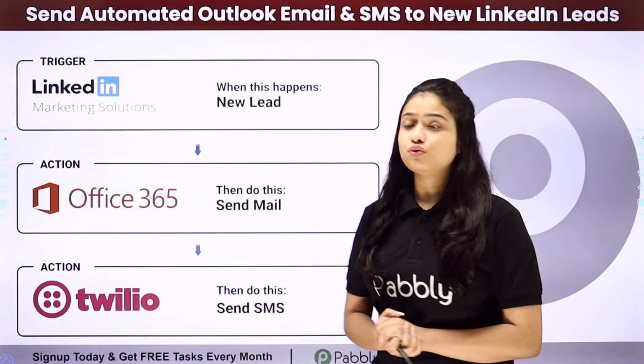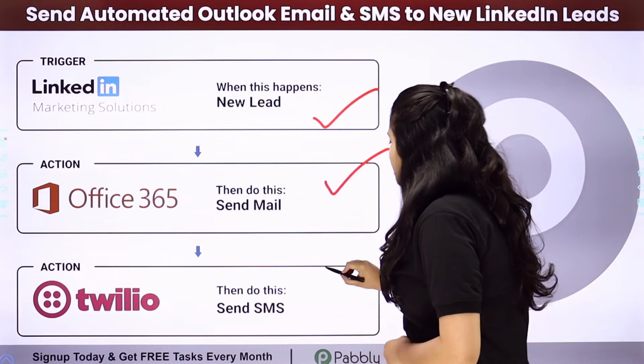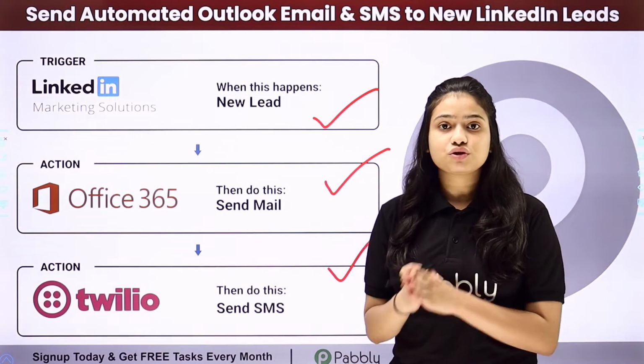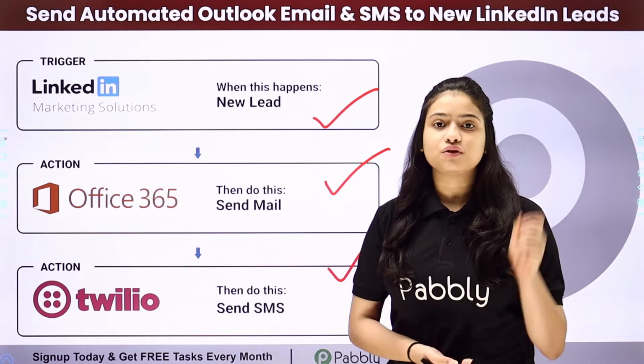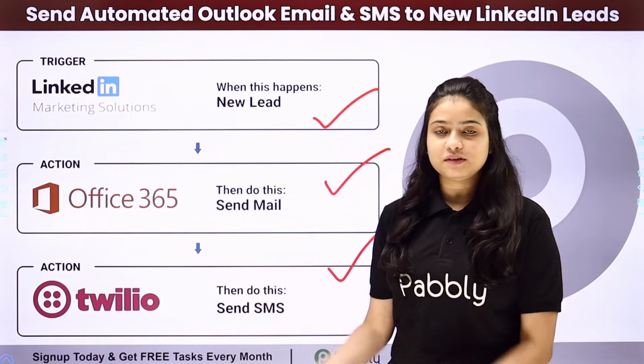Now what we are going to do: we have LinkedIn lead gen form in our trigger, and Microsoft Office 365 and Twilio in our action. In the place of Twilio, you can also take any other application through which you want to send SMS, and now we are going to connect all of them by using Pabbly Connect in order to automate this entire process. And to learn this entire process step by step, let me take you all to my screen.